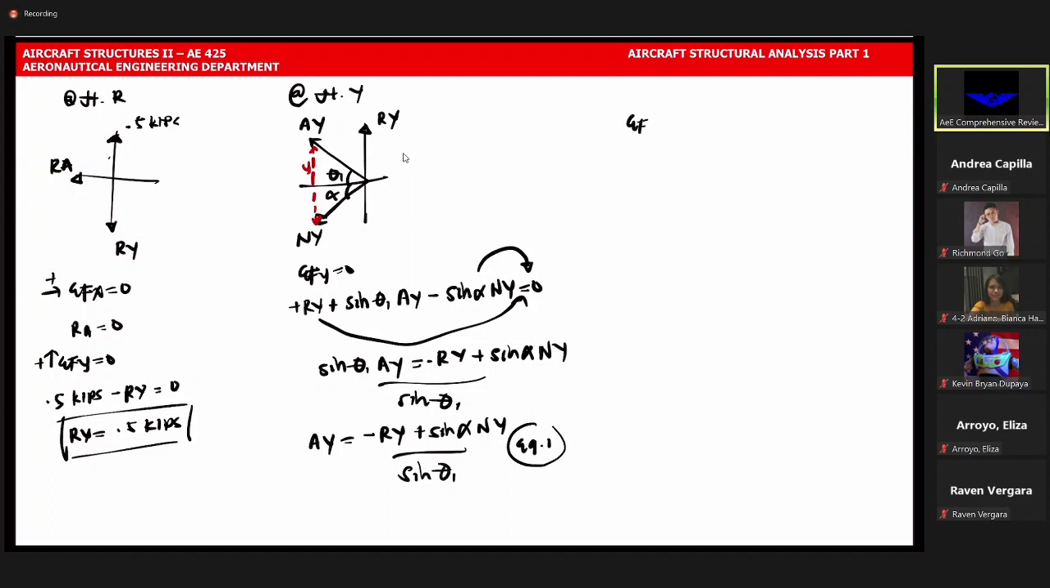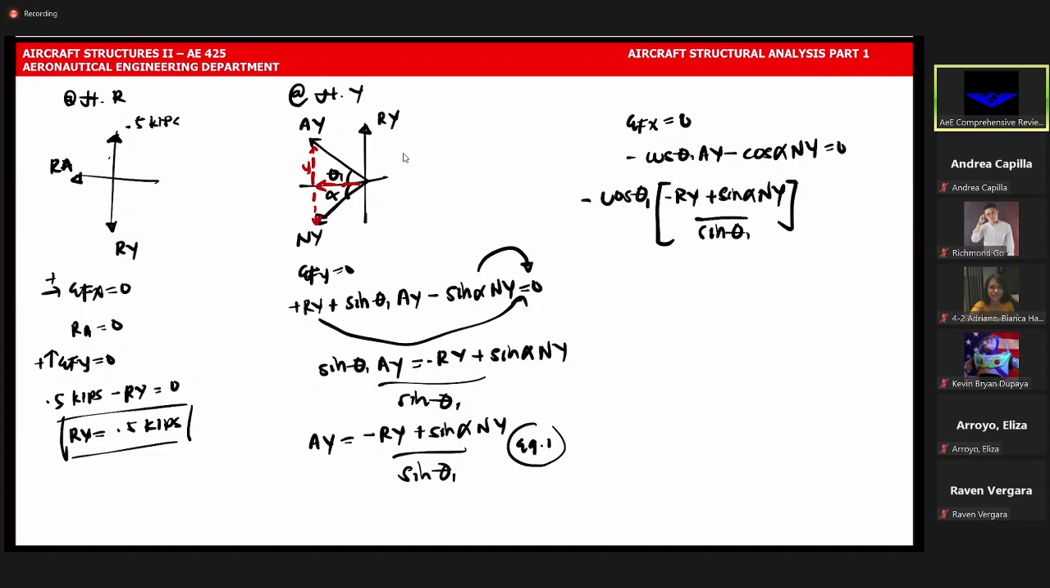Equation 2 is summation forces x is equal to 0. We only have the x components of Ay and Ny. So that is negative cosine theta sub 1 Ay minus cosine alpha Ny is equal to 0. And Ay is from your equation 1, so we can insert the Ay. So we have negative cosine theta sub 1 times negative Ry plus sin alpha Ny over sin theta sub 1, minus cosine alpha Ny is equal to 0.